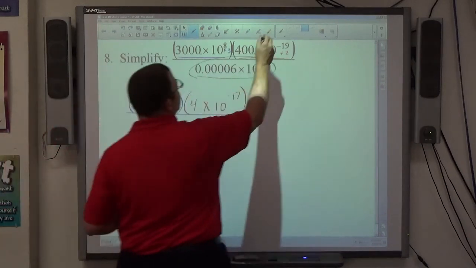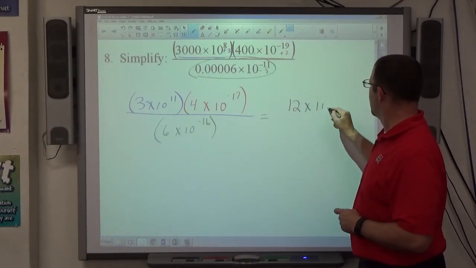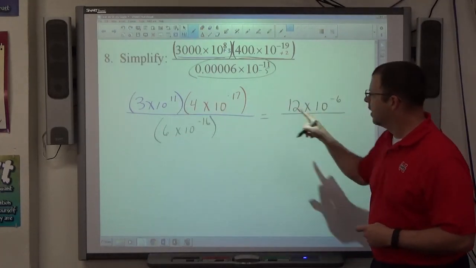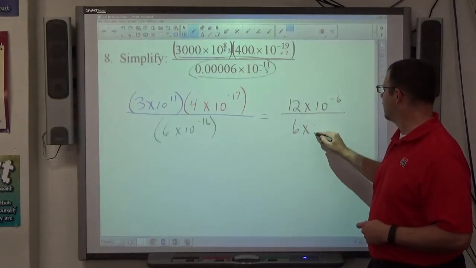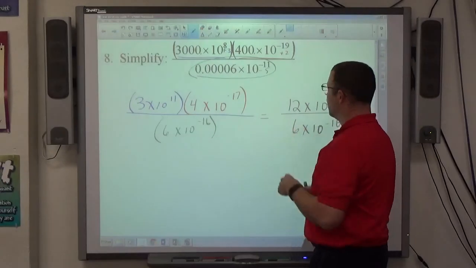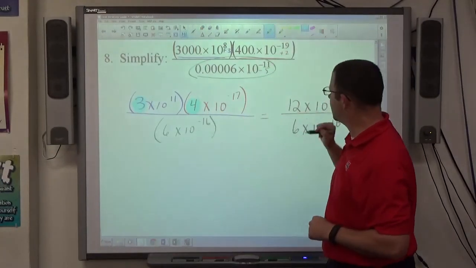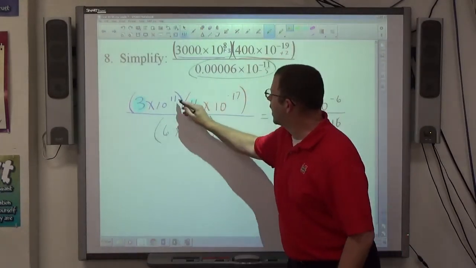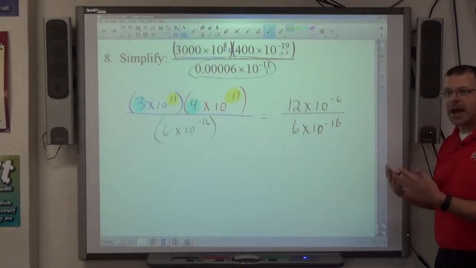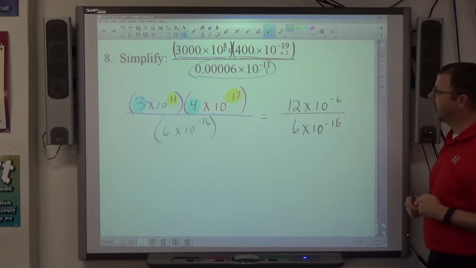And at this point, I just multiply it out. So 3 times 4 is 12. And 11 plus negative 17 is negative 6. Down here I have 6 times 10 to the negative 16th. And nothing happened on the bottom, so that's fine. On the top, what I did to multiply was 3 times 4 made the 12, the new coefficient. And for the power of 10, I'm adding the powers of 10 that I have here. 11 plus negative 17. Again, adding algebraically, the signs are different, so I actually subtract the numbers. 17 is bigger, so it's negative.